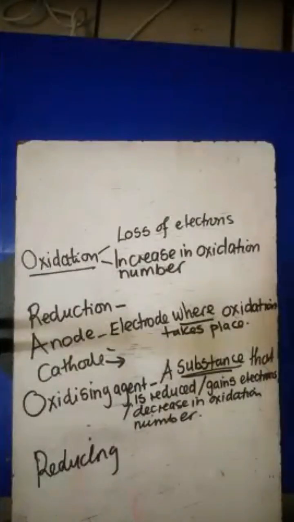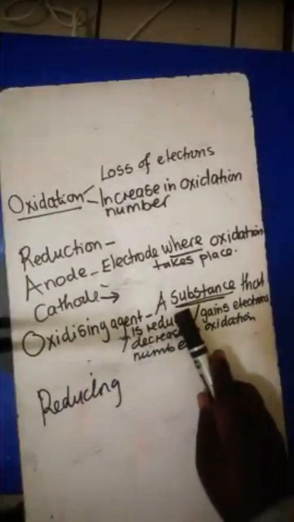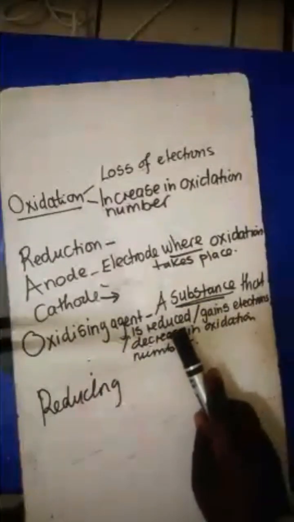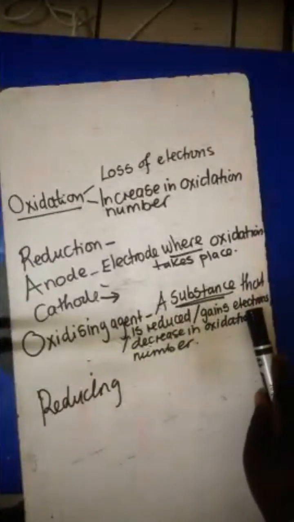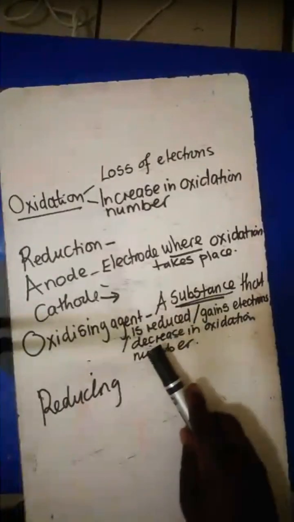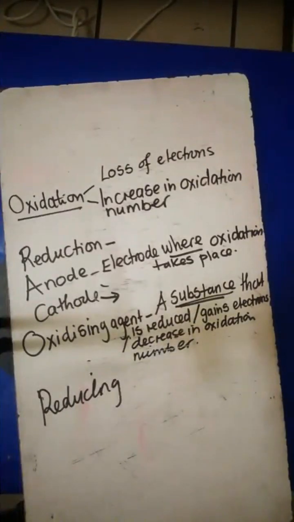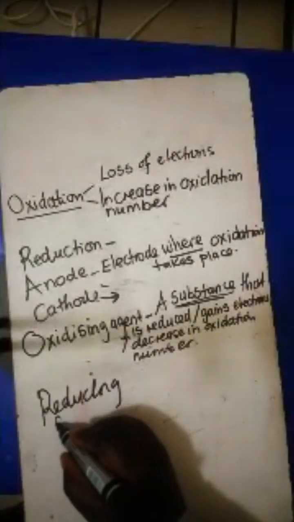Jemina, let's try. What's a reducing agent? Okay, I'm saying an oxidizing agent is a substance that is reduced, or I can say a substance that gains electrons, or a substance that decreases in oxidation number. Any of those three is correct. So I want you to discuss for me a reducing agent.